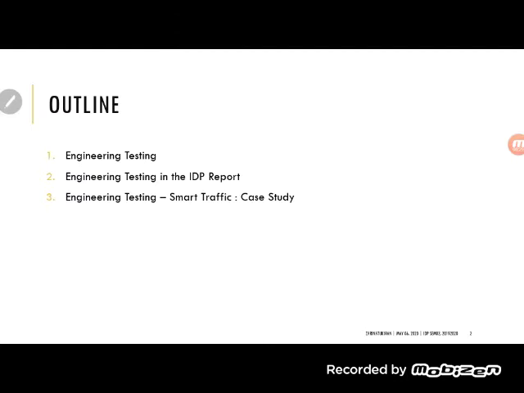So this is the outline of today's sharing. First, engineering testing, which covers the definition of testing, why we perform testing, and when to test. Second, engineering testing in the IDP report. I will show you where the testing should be placed in the IDP report and my suggestion on what to write in the section. And lastly, I will share with you some examples of engineering testing on smart traffic.